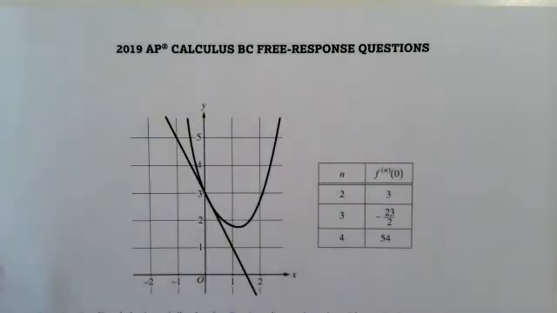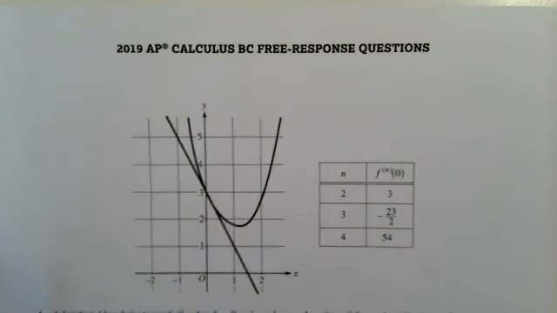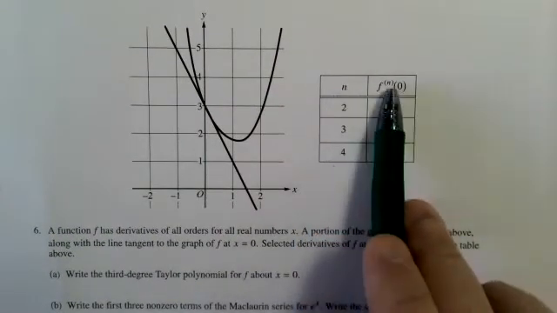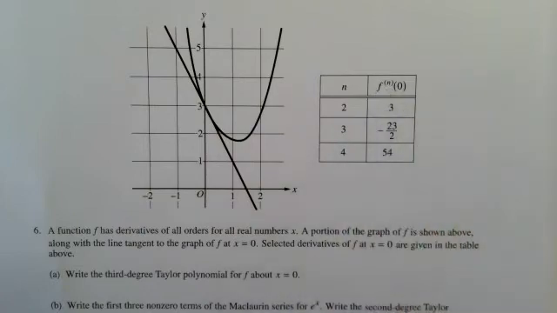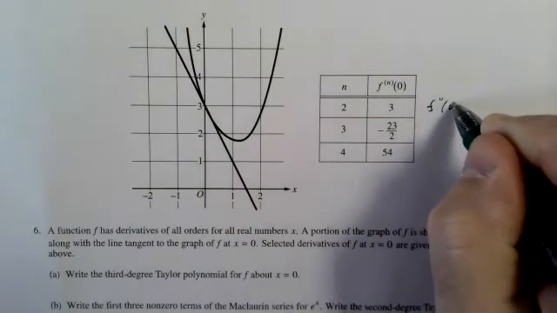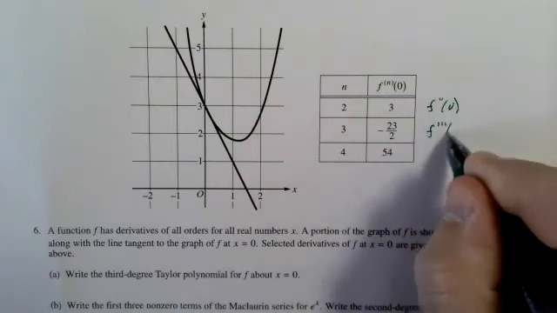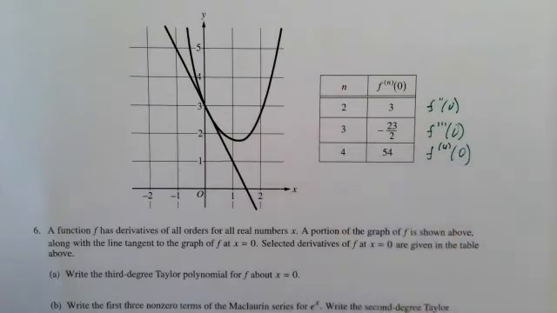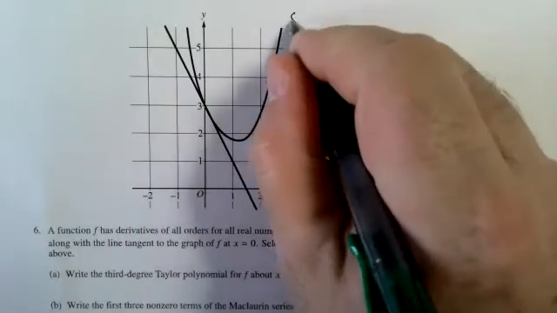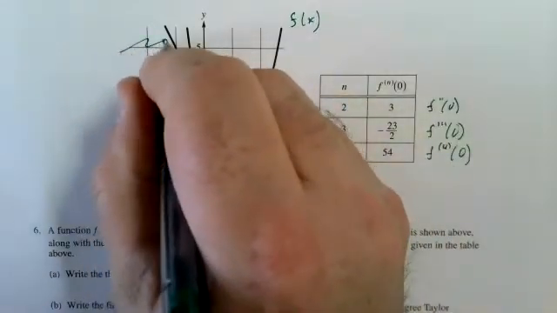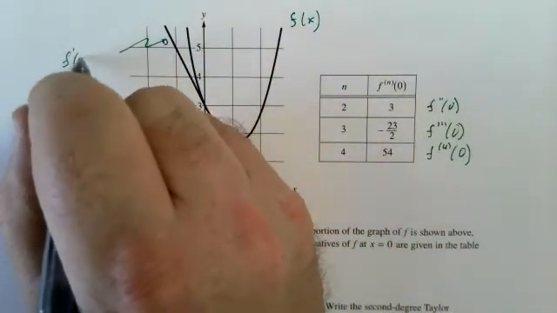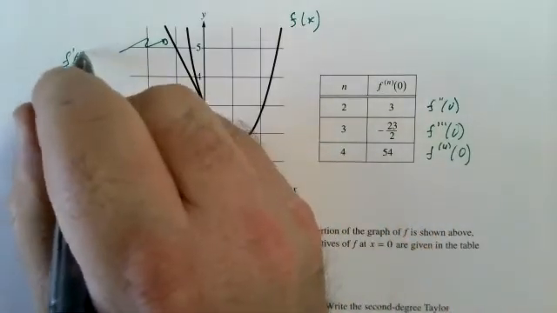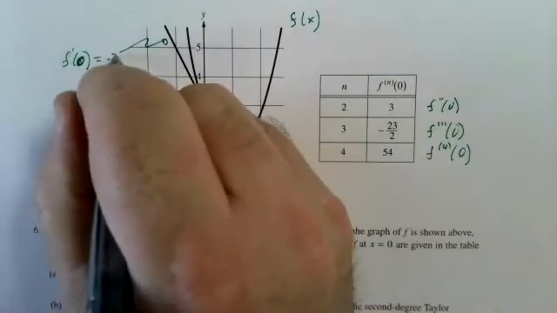All right, 2019 AP Calc number 6. So this is infinite series. They give you some n's with the derivatives, f second derivative, third derivative, fourth derivative, which you don't think you need, but you will need later. And then this is f of x, and this is f prime of 0, which is -2.